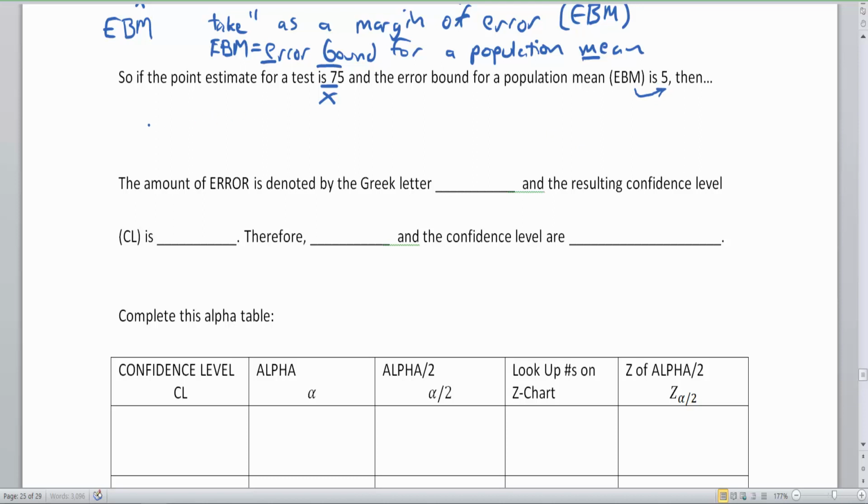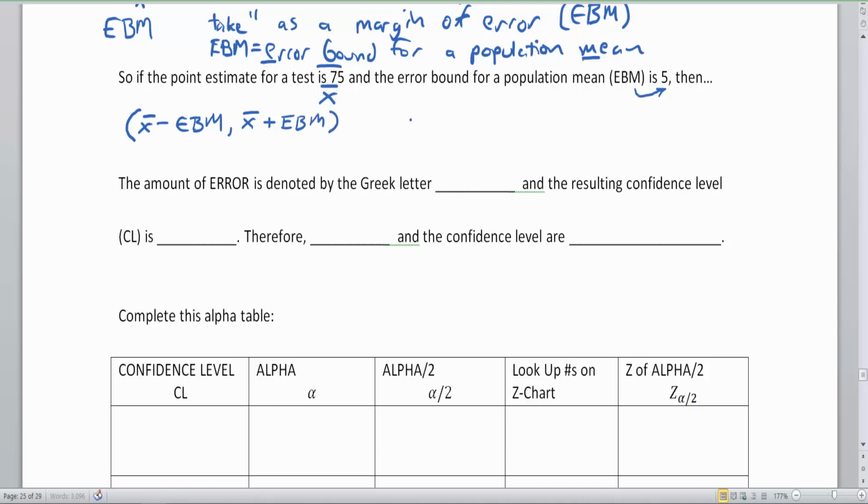So you're going to then create something called an interval notation. So you're going to have your X bar, which is your average, minus the EBM, which is going to give you your lower number, and your X bar then adds your EBM, which is your higher number.